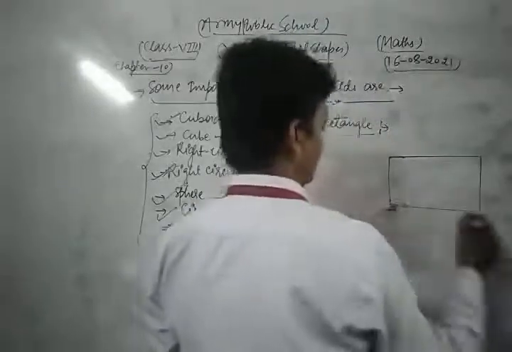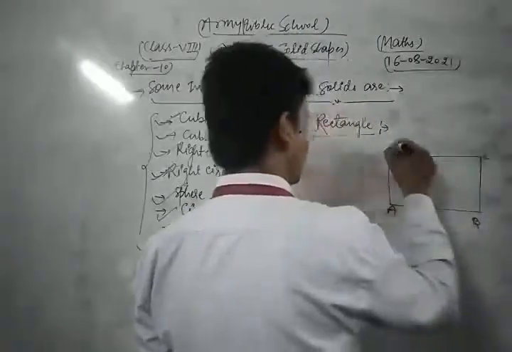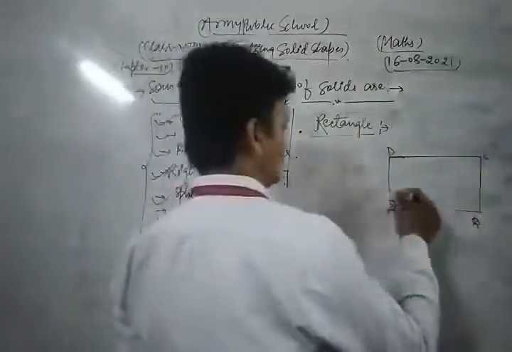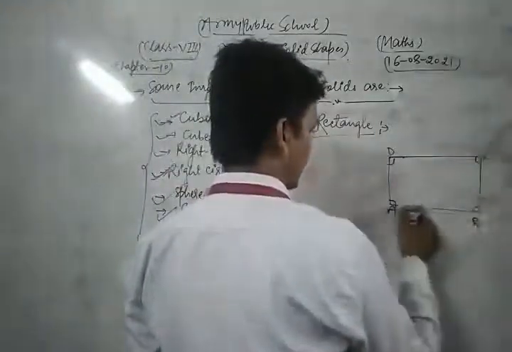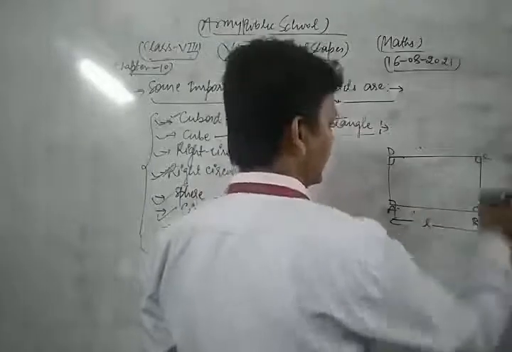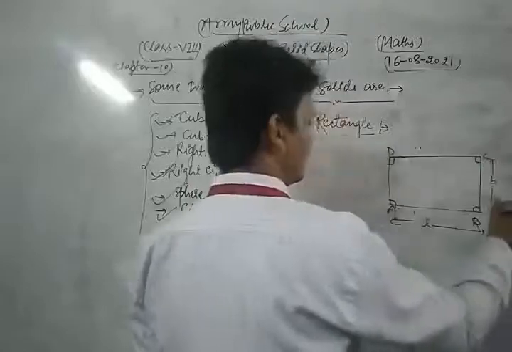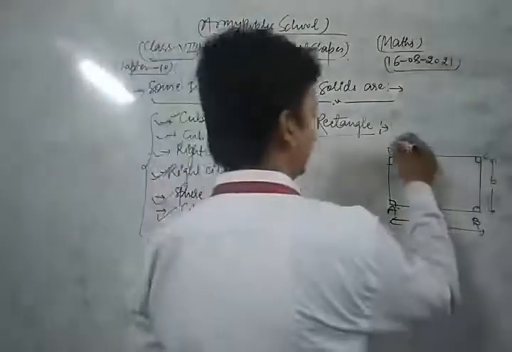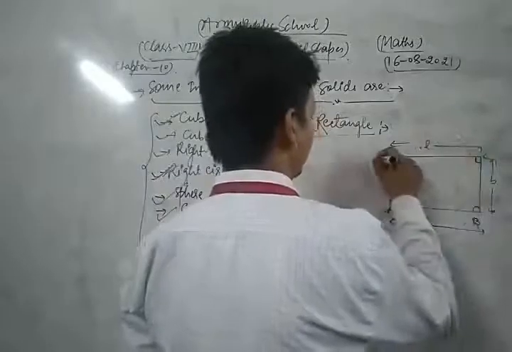Look, this is ABCD, a rectangle, in which each angle is equal to 90 degrees, and the opposite sides are the same. So let us take L: AB is the length, and BC is the breadth of the rectangle. So this is also equal to L, and this is also equal to B.